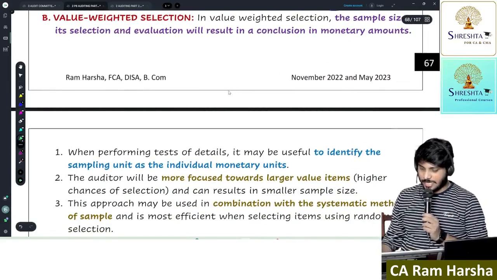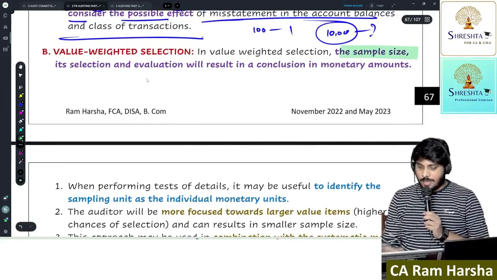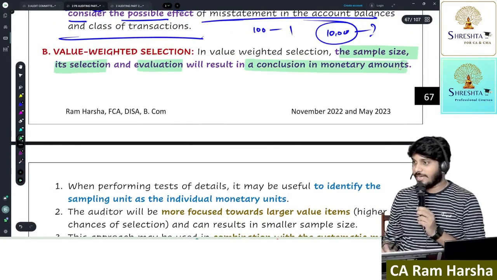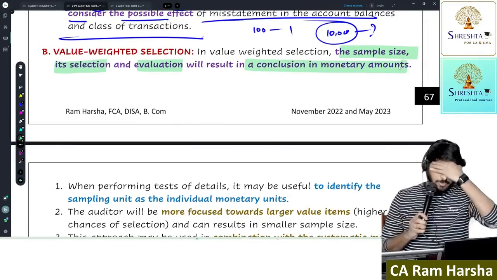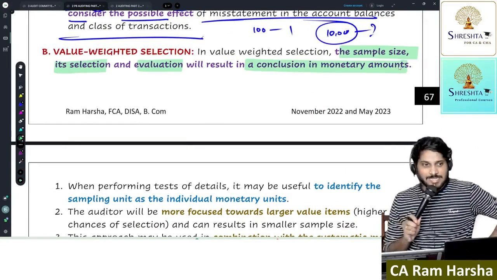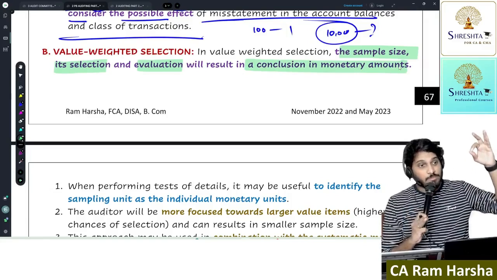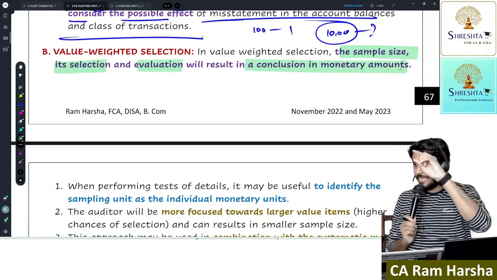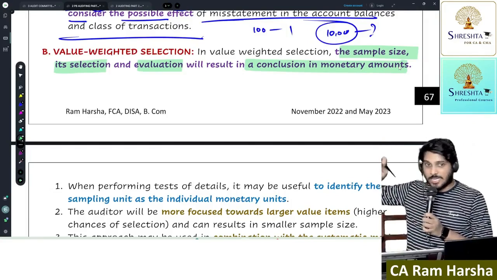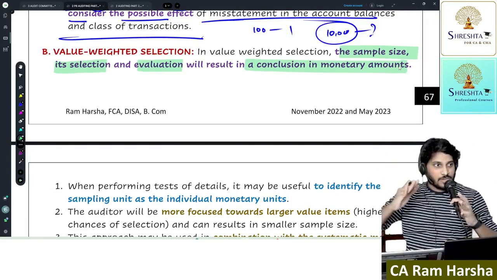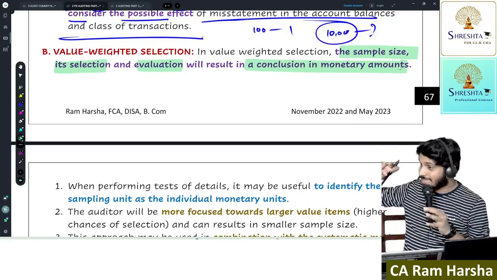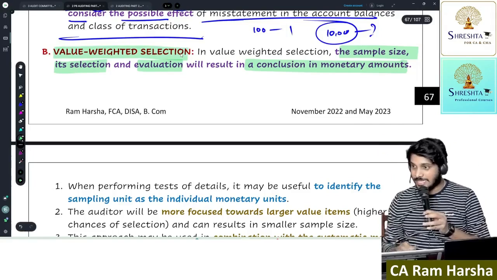Now, what is value weighted selection? In value weighted selection, the sample size, selection process, and evaluation, everything is in monetary amount. Now you see, stratification is a technical term. Now in our example, how is the sales data stratified? Based on monetary amount, based on value. Yes or no? Now when we divide the population based on value, that's actually called monetary unit sampling, or the technique is called value weighted selection.